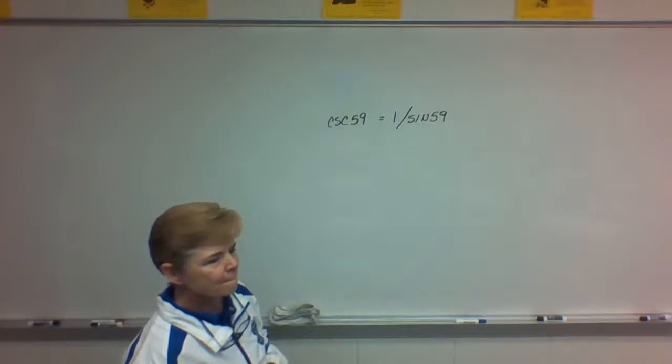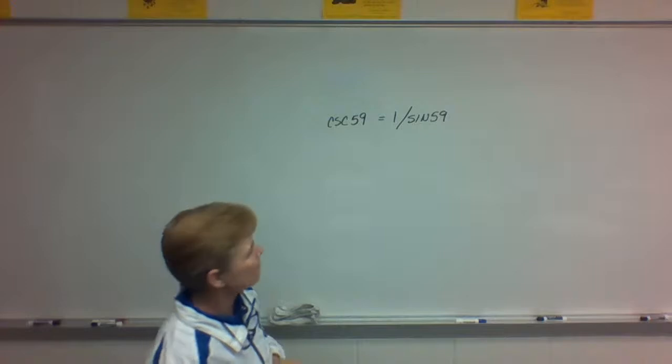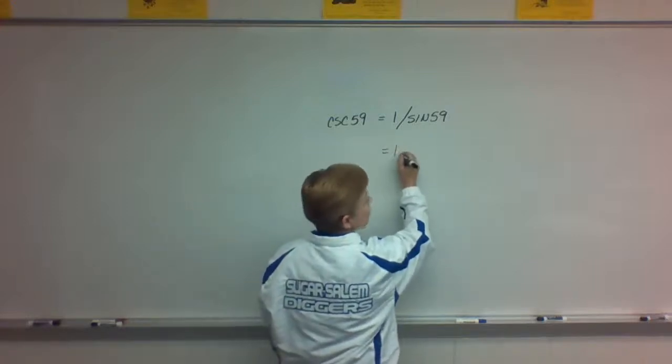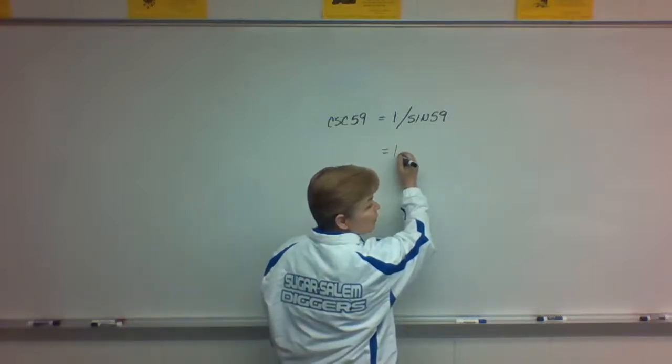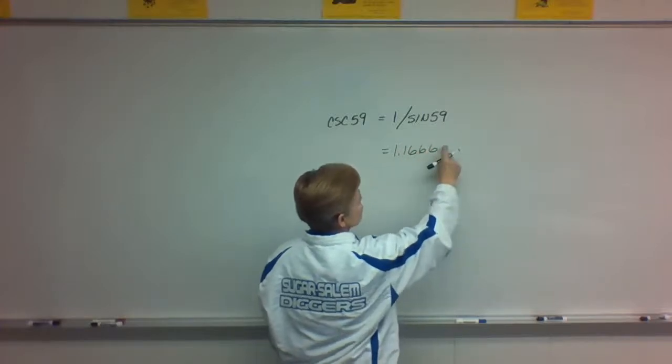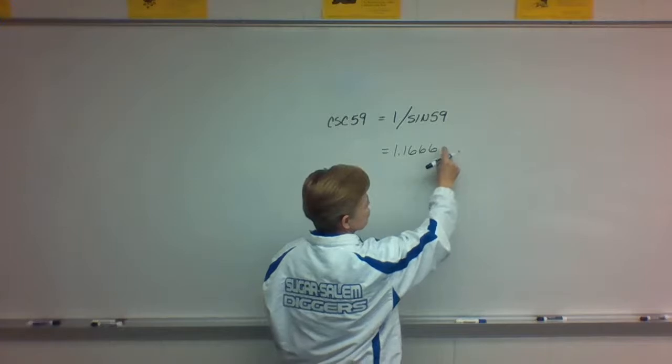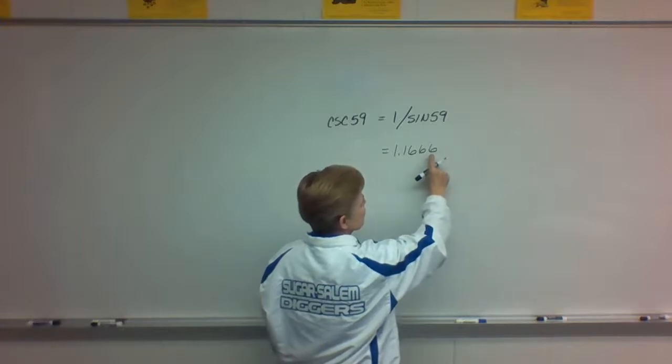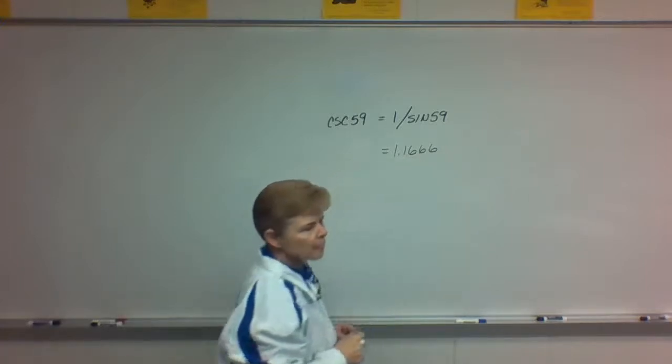What is that? 1 point what? 1.16663. Okay, so there's a 3 following this. They want it to 4 places, so you look at this 5th place, and it was a 3. It's not enough to bump that up, so this is what we write. Okay?